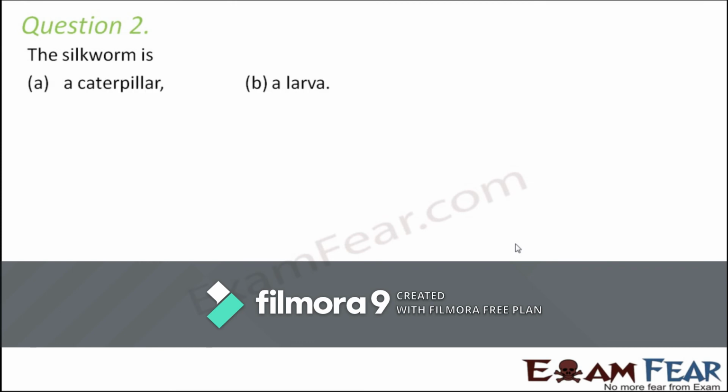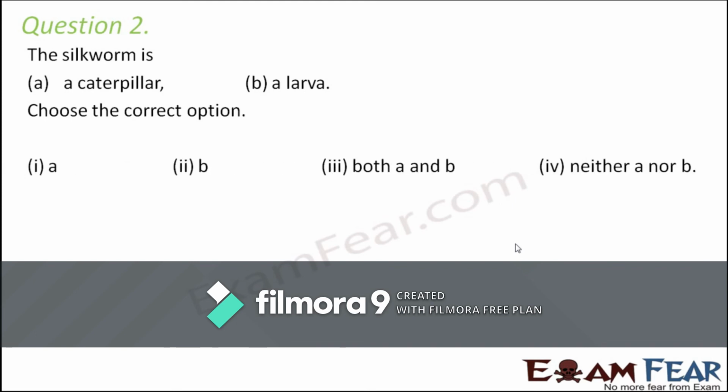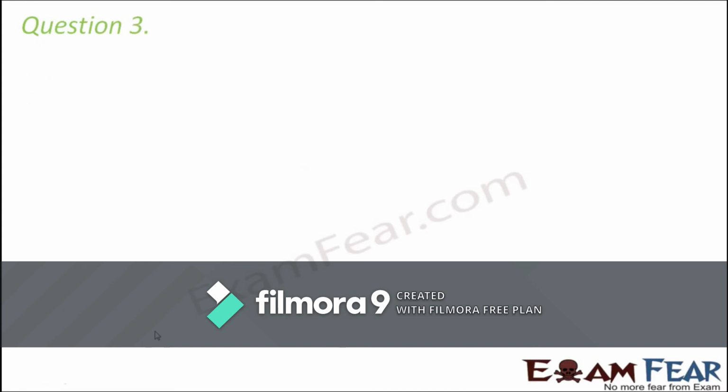Question number 2. The silkworm is a caterpillar, a larva. Choose the correct option. So now you have 4 options. What is a silkworm? It is just a stage in the life cycle of a silk moth. So which stage is it? It is a caterpillar because it is like a worm, just like the caterpillar. And it is also a larva because it is the larval stage of the silk moth. So the correct answer would be both A and B, because the silkworm is a caterpillar and it is the larval stage. The larva is hatched from the eggs, and that is how your silkworm is hatched.